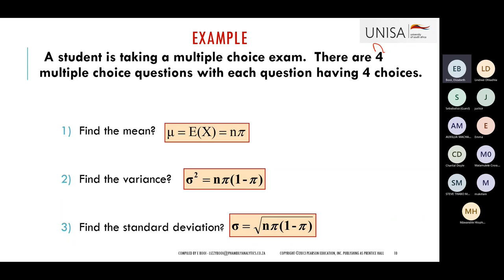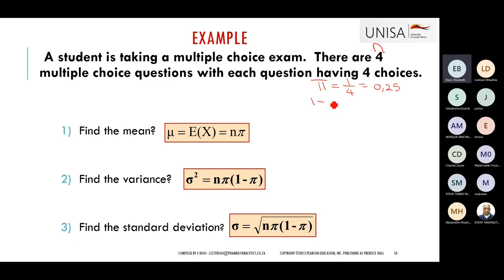Therefore, we can find our probability of success and the probability of failure, because one question needs to be correct. If we need to find the probability of correct, which is the probability of success, I'm going to call it pi. Pi will be 1 divided by 4, because the probability is the number of outcomes divided by the number of trials. That will be 0.25, right? That will be our probability of success.